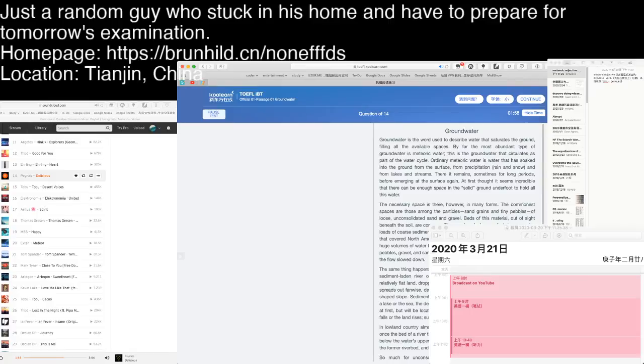So yeah, groundwater. Groundwater, the word used to describe water to saturate. I know the word saturate, but I'm not sure what this kind of usage means. Is it going to the same place? Saturate. Oh yeah, that's what saturate means. Saturation. I know what that means though, but it's still going to accumulate that kind of thing. I'm still not that used to it.